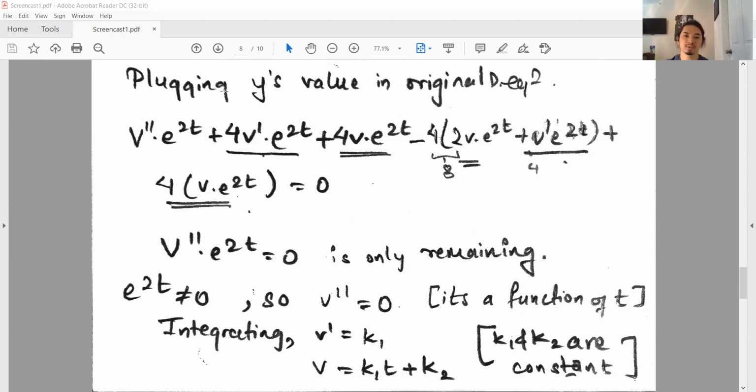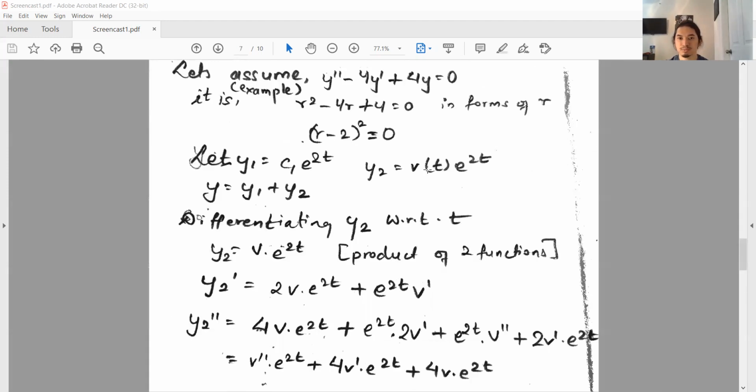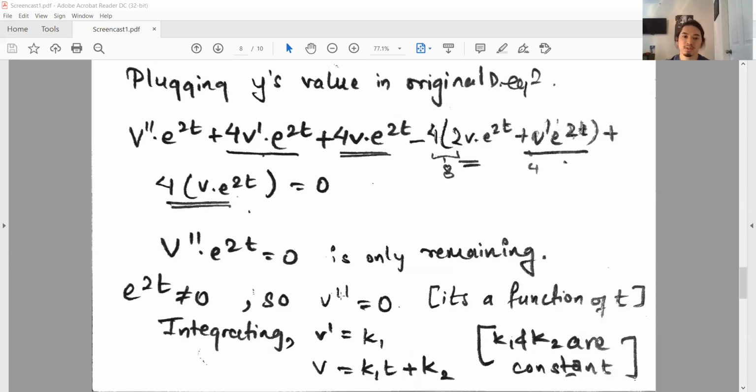So the only term remaining from this equation is v double prime times e to the t equals 0. That is this one right here. And we know that e to the t can never be 0, so we have v double prime equals 0. And we know that v is a function of t. We just wrote the v to make it easier. So we have v double prime equals 0.